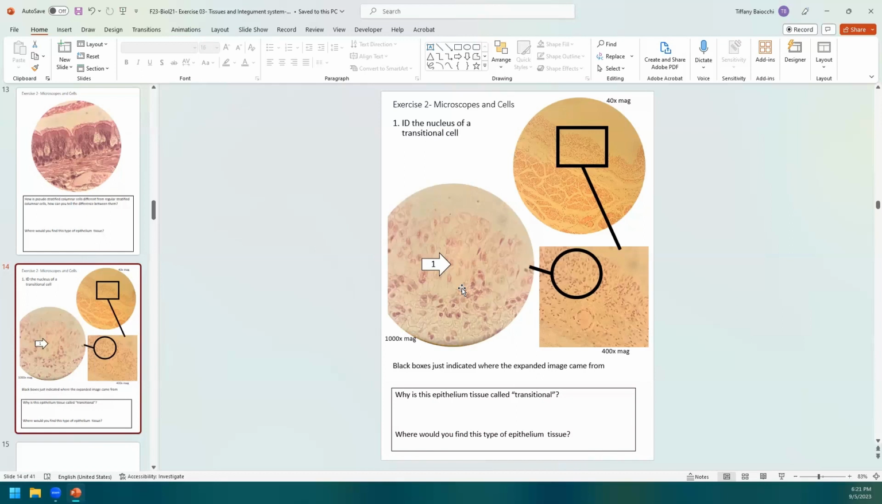And so where would we find this type of epithelium? Primarily in the bladder and the ureters, but primarily the bladder, because the bladder is going to stretch and these cells will become more squamous-like. Then when the bladder empties, they'll come back into this form, which is more cuboidal-like. So they transition back and forth.